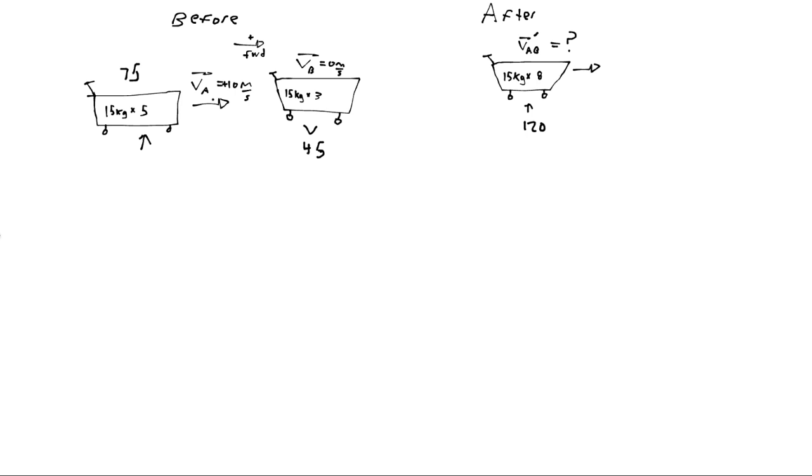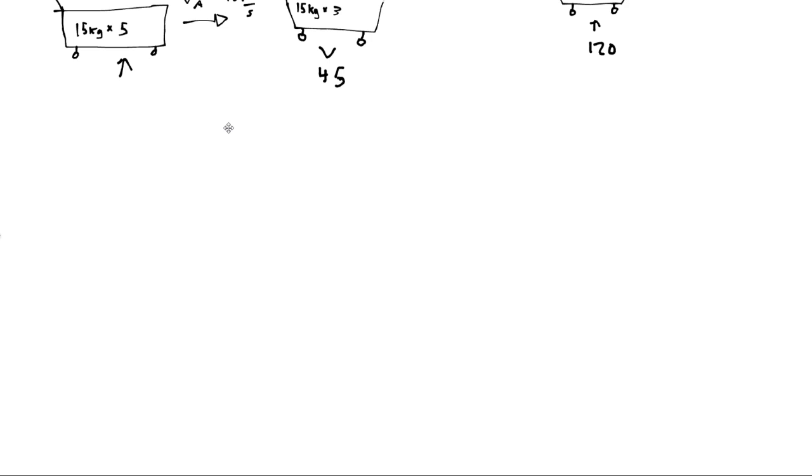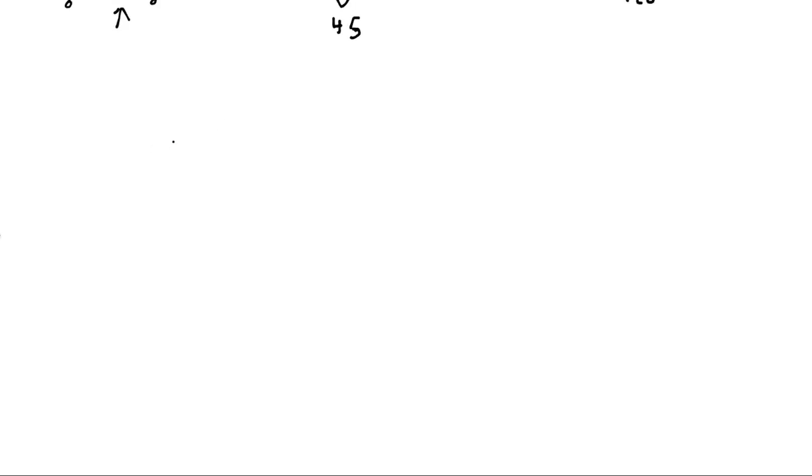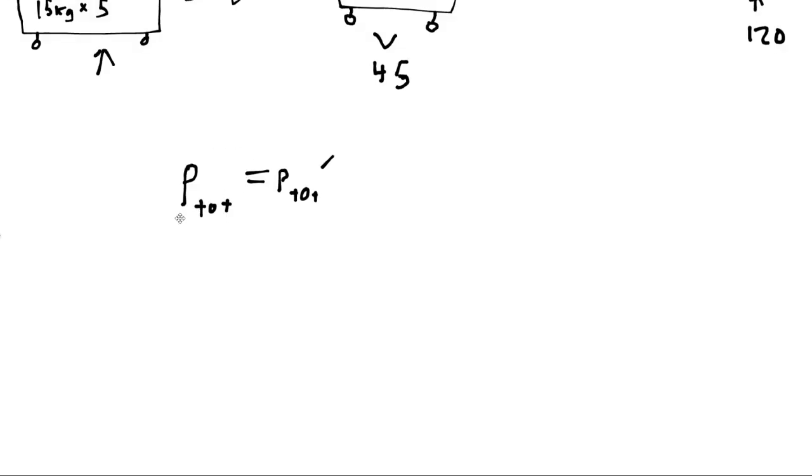So let's do the problem. I'm going to put in our formula. So we're going to do P total 1 equals P total 2. So I'll just skip ahead to that. P total equals P total prime, which is just momentum at the start equals momentum at the end. So momentum before the collision equals momentum after the collision. And then let's fill in all our variables.